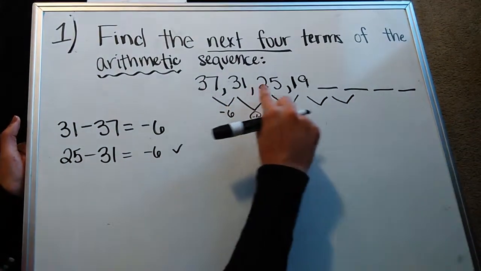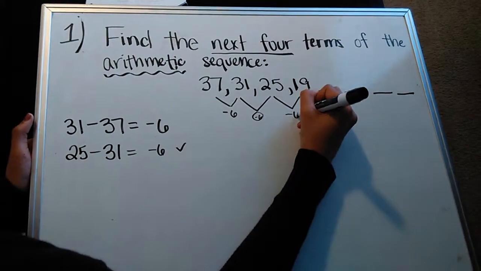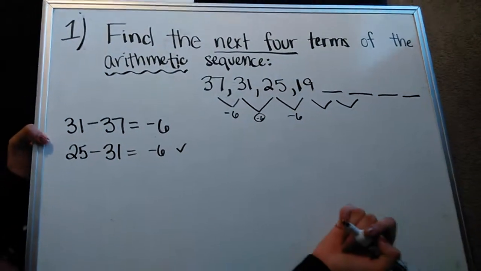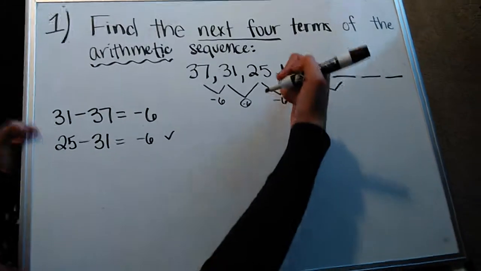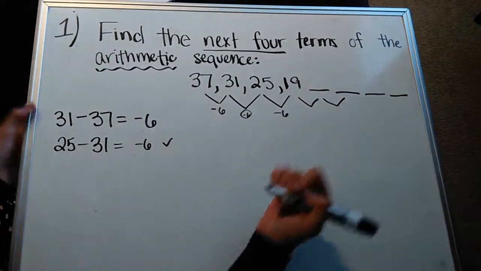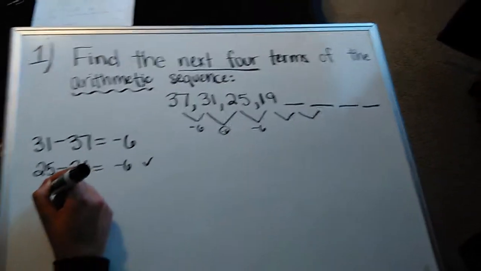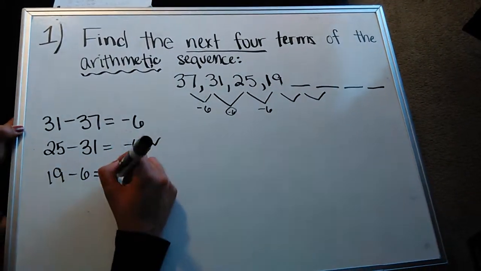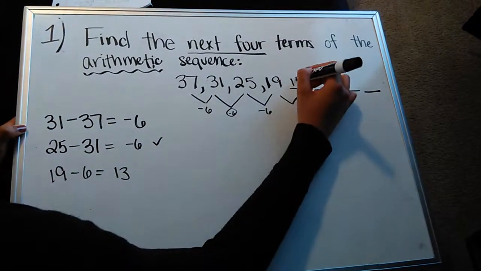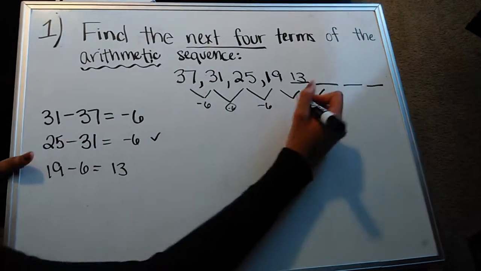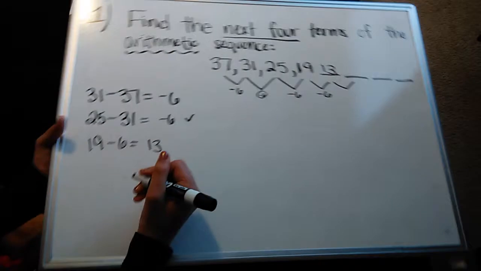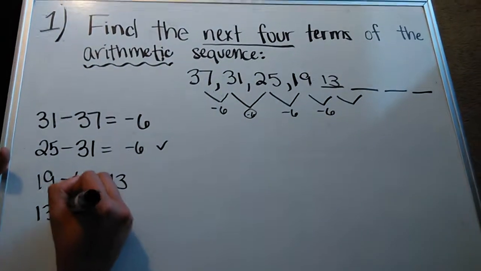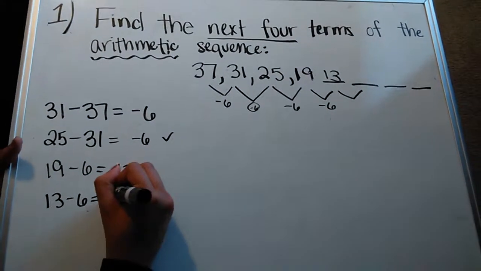We are subtracting 6. So with that information, we can go from 19 and find out the next 4 terms. We take 19 and do the same thing that we did to 37. We subtract 6 from 19. So 19 minus 6 is 13. That means that 13 is the next term in our sequence because you went down by 6. We do the same thing with 13 and go on until we find all the terms the problem is asking for. So 13 minus 6 is 7.